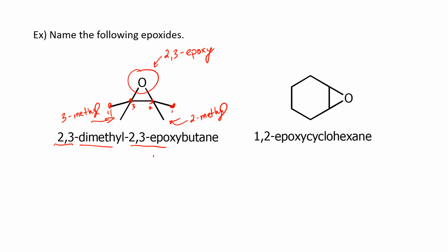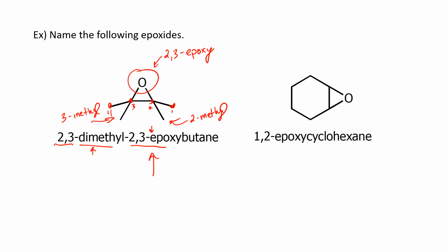And whenever you have an epoxide, you want to put the epoxy substituent right preceding the parent stem name. I know you're looking alphabetically, and you're probably wondering why the E does not come before the M. But for epoxides, you want to put the epoxy substituent immediately before the parent chain name.